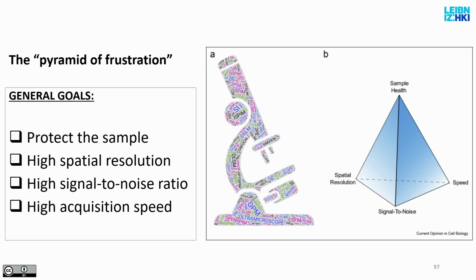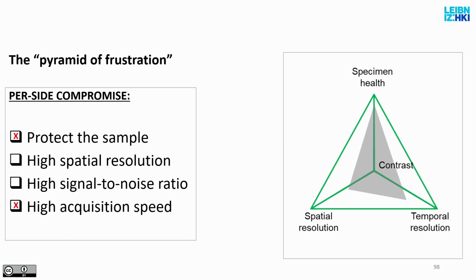You have to compromise. And then what you have to do is decide what is most important for that particular experiment. For example, if you need to keep your sample alive long enough because you are measuring live cell interaction, but the cells are moving and they are phagocytes eating pathogens, then you need high speed and you need to protect the samples. Then within this pyramid, you have to be in the middle somewhere here, where you have a lot of specimen health, a lot of temporal resolution, but not so much contrast, not so much spatial resolution. You have to give up something.